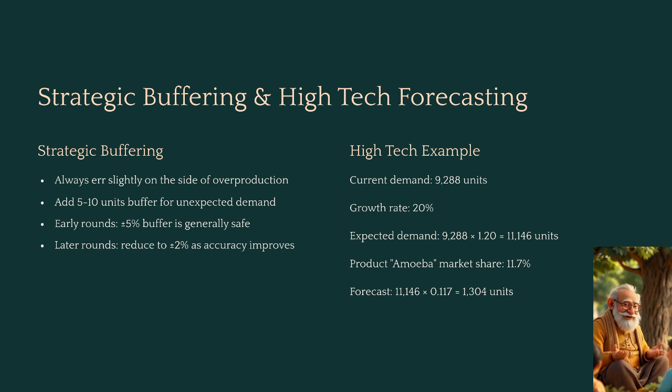9,288 times 1.20 is equal to 11,145.6, which is almost equal to 11,146 units. Now let's say our product Amoeba is expected to take 11.7% market share.